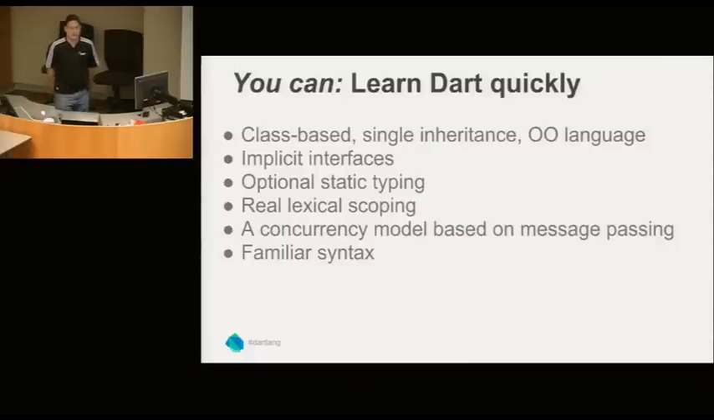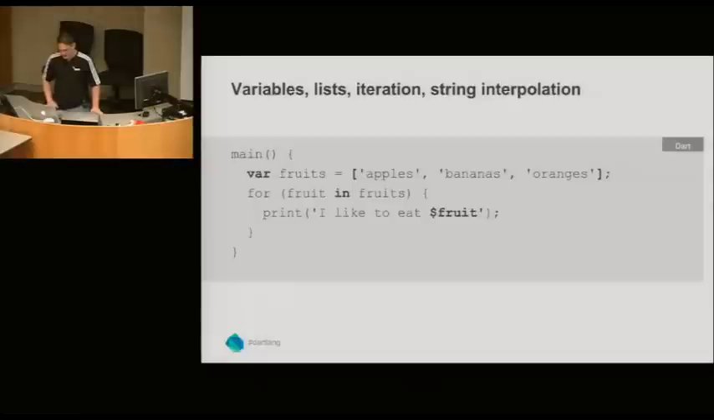We have real lexical scoping. Who here likes closures? Please, someone. Okay, good. Thank you. It makes me sad when I see people where no one raises their hand. So anyway, it has a concurrency model based on message passing instead of mutable shared state. I think that's actually a way easier way to do concurrency. And it has familiar syntax. Who here likes semicolons?